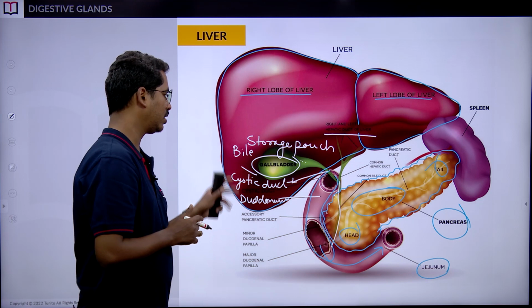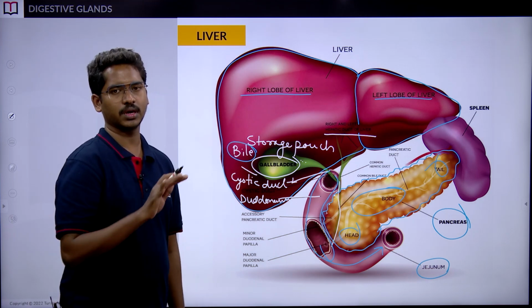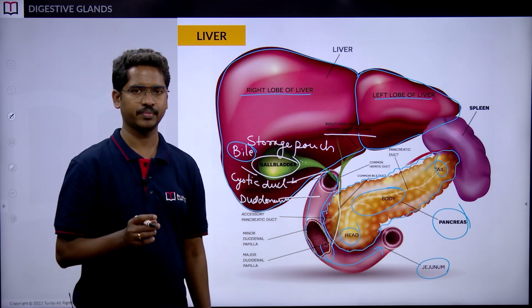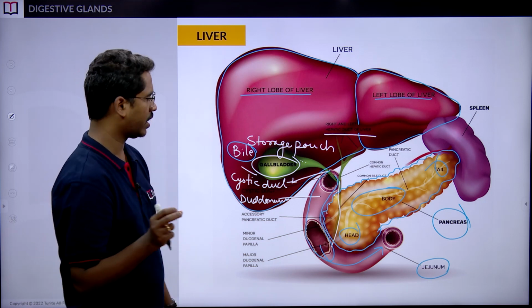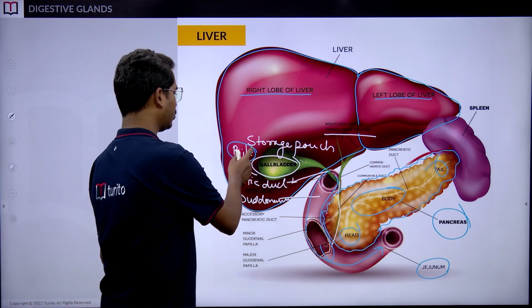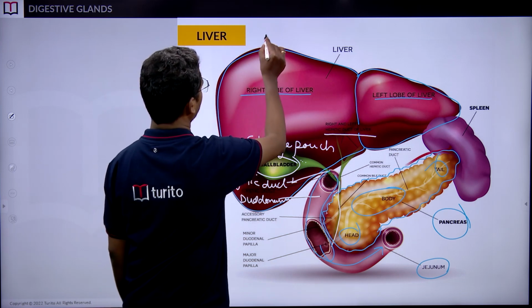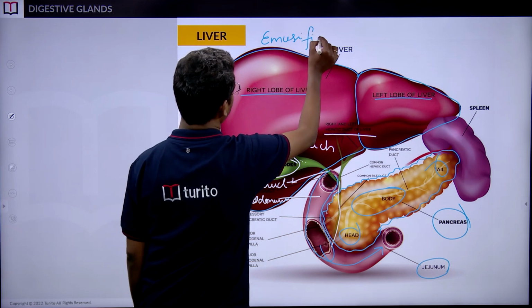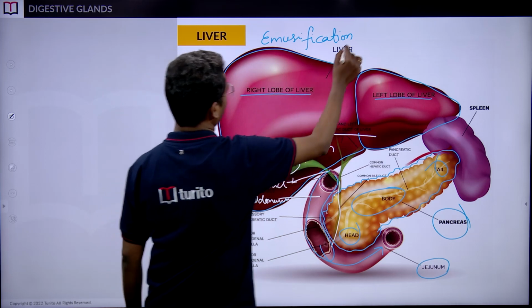Without the presence of bile, we cannot expect the fats to get digested. Before the fats are digested, the fat lobules or components have to be mixed with the bile, so that they can undergo a process called emulsification. I am writing it again for you. Emulsification of fats.